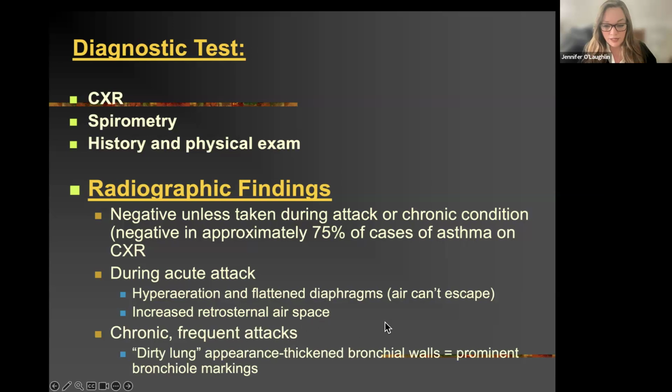Another thing that you can see on x-ray is if somebody has frequent attacks. So chronic asthma, many attacks can lead to also frequent lung infections, and that will cause that dirty lung appearance where all those little tiny bronchioles that otherwise you're not going to really appreciate on x-ray, now you're going to start to see them because they are thickened with mucus. So that's going to make them more prominent. So we call that dirty lung appearance with increased bronchial marking.